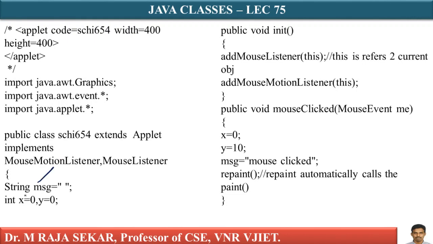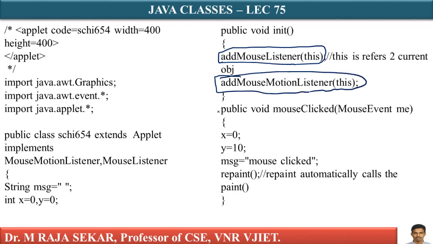String msg, int x equal 0, comma y equal 0. Public void init. We know init method in our applet program. I am adding mouse listener to this particular applet. I am also adding mouse motion listener. These two listeners I am adding. Now public void mouseClicked. If I click the mouse, this particular method can capture it. I am keeping a message, mouse clicked.